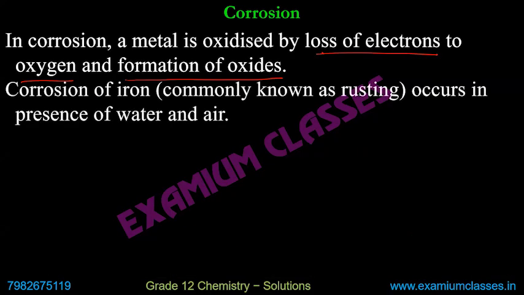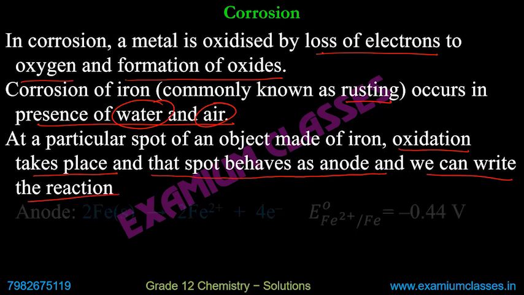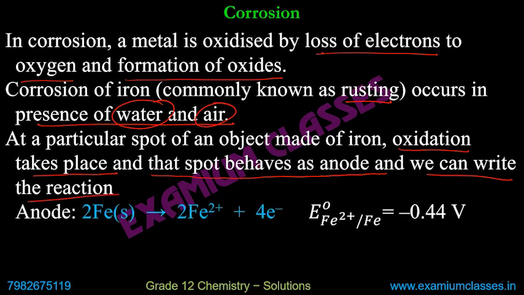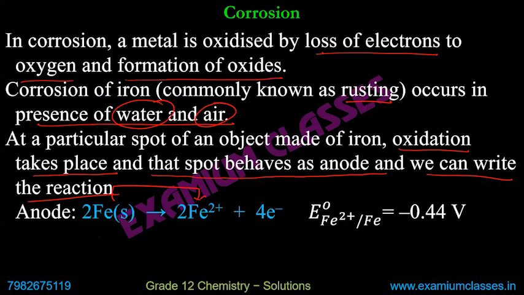Corrosion of iron, commonly known as rusting, occurs in presence of water and air, or moisture or air. At a particular spot of an object made of iron, oxidation takes place and that spot behaves as anode, and we can write the reaction as iron gets oxidized to iron oxide here, and then again this Fe2+ gets converted to Fe3+.